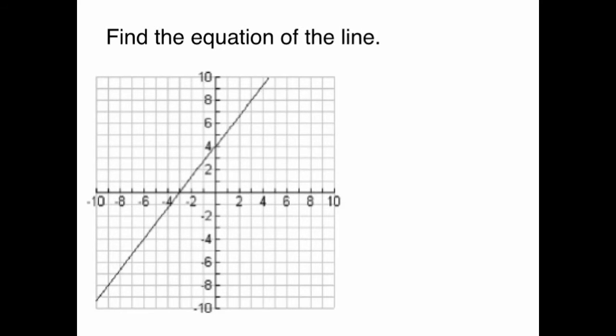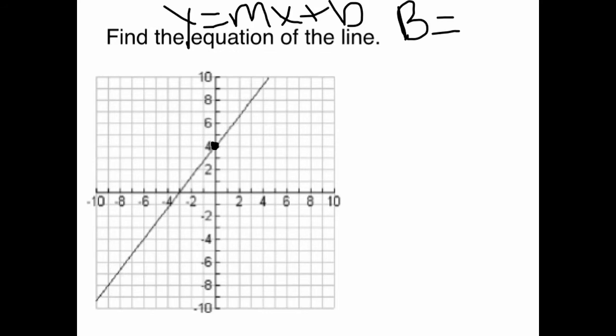Okay, guys, one last review skill that I want us to go over, which is finding equations of the line. Again, our equation is in the form y equals mx plus b, and I always want to start with my y-intercept. So on this line, my y-intercept is at 4. My y-intercept is the spot on the graph where the line crosses the y-axis. So if I know that my y-intercept is 4, I have half of my equation.